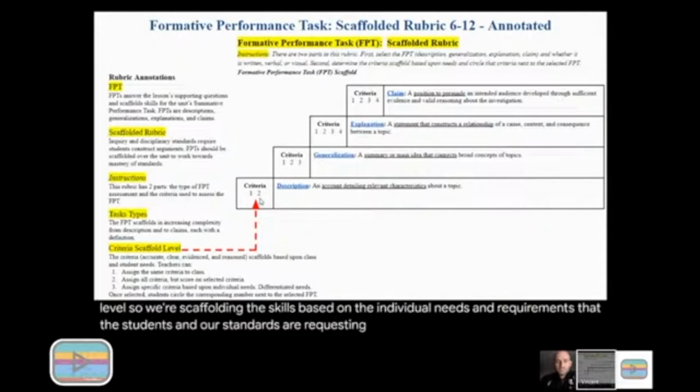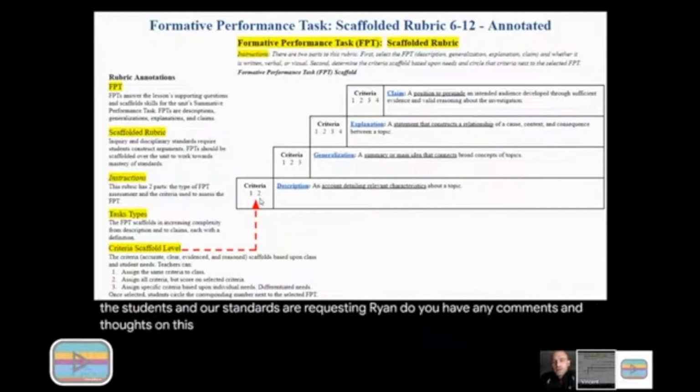Brian, do you have any comments and thoughts on it? Yeah, I mean, look, this seems super complex, right? But so is scaffolding learning in the students' minds.